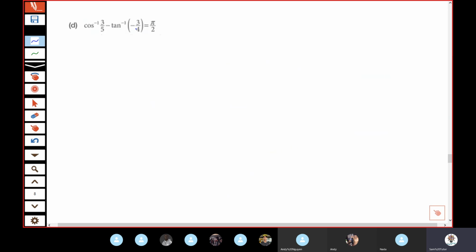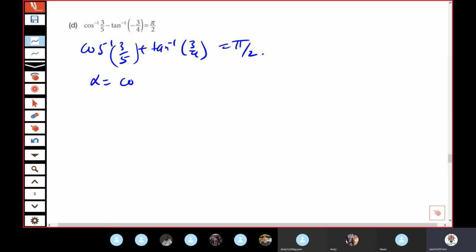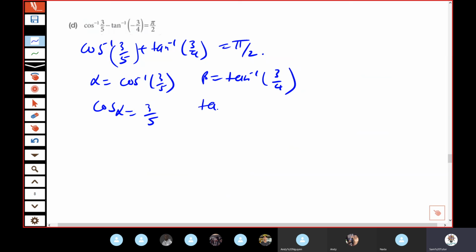Inverse tan of a negative, and a negative becomes a positive. So you get inverse cos 3 over 5 plus inverse tan 3 over 4 equals pi on 2. Alpha equals inverse cos, beta equals inverse tan. And then again, cos alpha equals 3 on 5, but the negative and negative makes a positive. Tan beta equals 3 on 4.